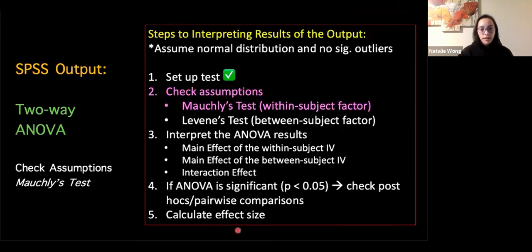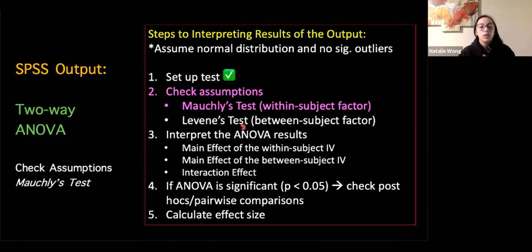Okay, from there, we set up our test. Now we check our assumptions. Remember that for a mixed ANOVA, we have to check Mauchly's test of sphericity for the within subject factor, and we have to check Levene's test for homogeneity of variances for our between subject factor. If you forget to check the homogeneity test box in the test setup, you will not get a Levene's test in your output. So if you're running a mixed ANOVA and you know I have to look at homogeneity of variance and it doesn't show up, it's probably because you forgot to check the homogeneity test in the setup. So you can always go back and redo that.